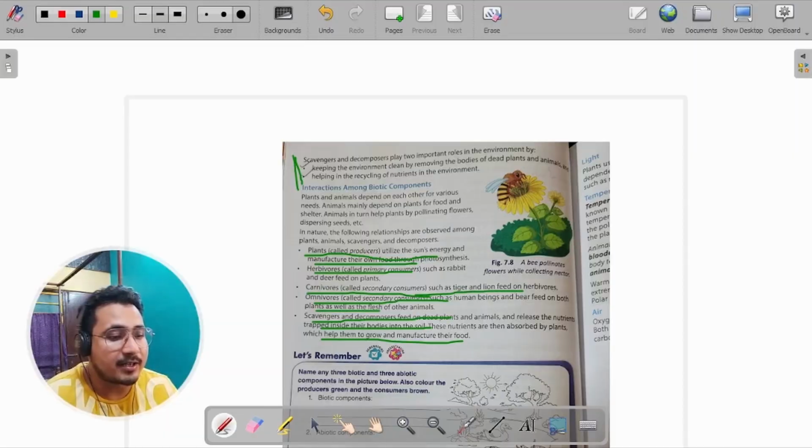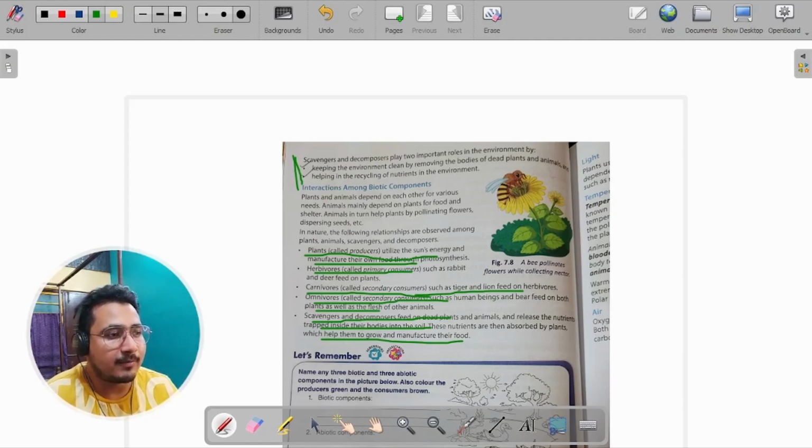And the herbivores are also the prey, and carnivores are the predators. Herbivores are the prey. Like if it is a deer, it is prey for the tiger or the lion. The carnivore will actually eat that.